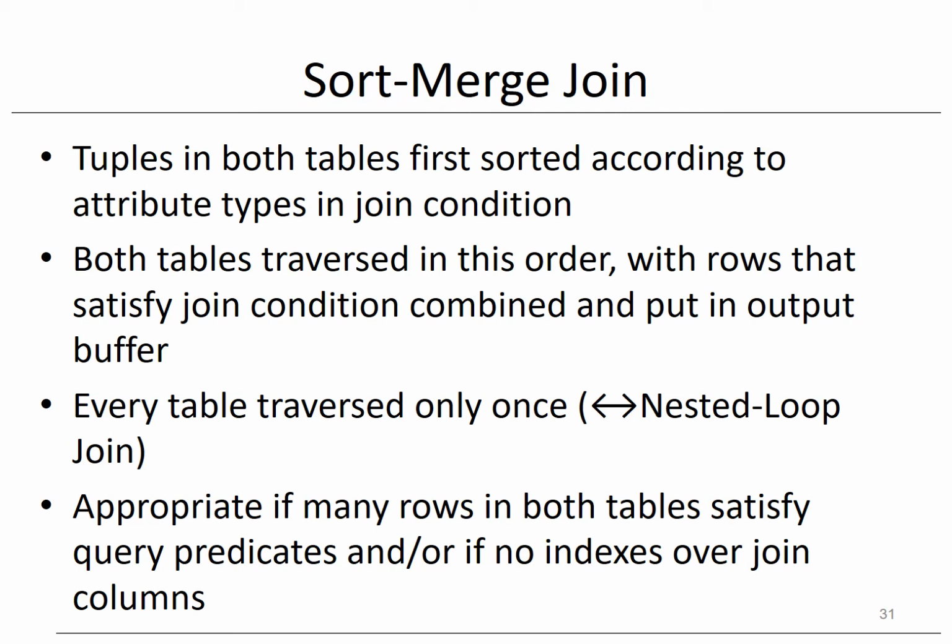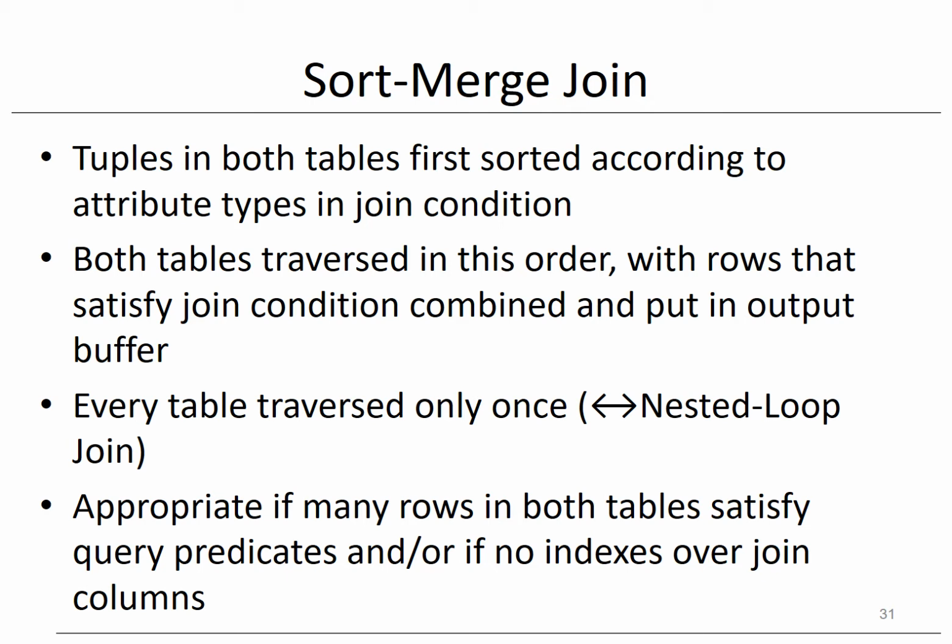With a sort merge join, the tuples in both tables are first sorted according to the attribute types involved in the join condition. Both tables are then traversed in this order, with the rows that satisfy the join condition being combined and put in an output buffer. In contrast to a nested loop join, every table is traversed only once.